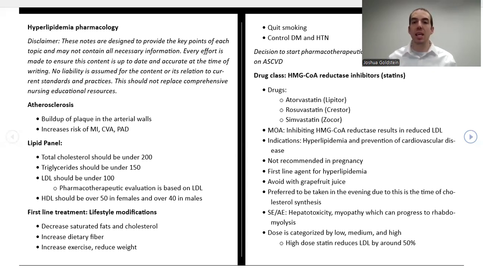Moving on and talking about statins, we have side effects of hepatotoxicity, so we definitely want to monitor their AST and ALT. Anytime you see hepatotoxicity, you're going to reassess your patient for right upper quadrant pain or jaundice, things like that.